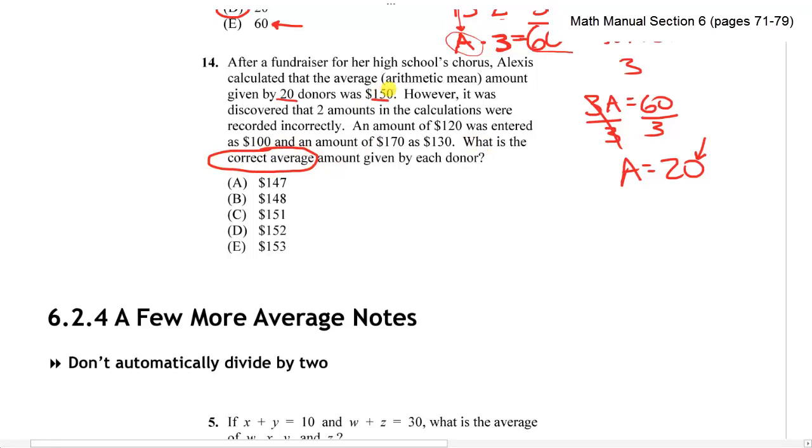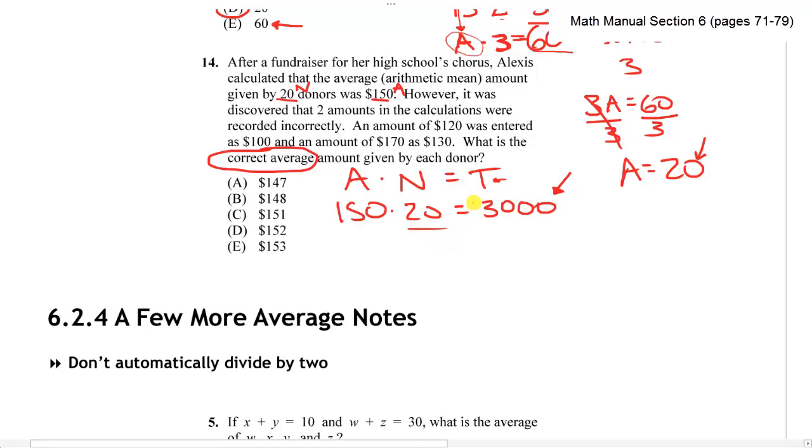So once again, I've got the ingredients for an ANT question. I've got an average. I've got a number of things. So that's what I'm going to start off by doing. Average times number equals total. 150 times 20 equals 3,000. That can just be done right in the calculator. So this 3,000 is the total amount given by these 20 donors.